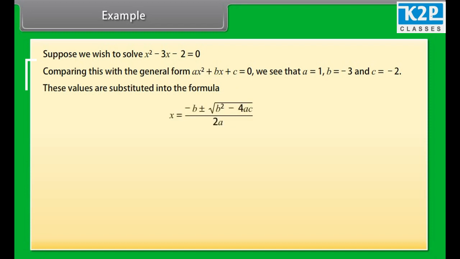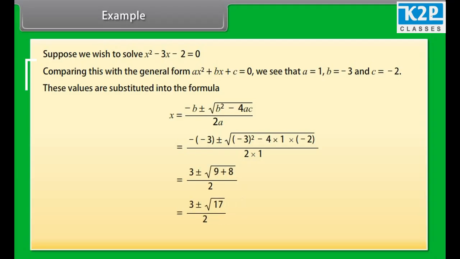x = (-b ± √(b² - 4ac)) / 2a, which is equal to (-(-3) ± √((-3)² - 4 × 1 × (-2))) / (2 × 1). By calculating it, we get (3 ± √17) / 2. These solutions are exact.